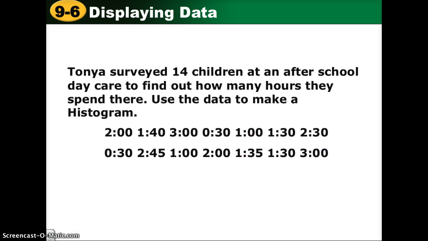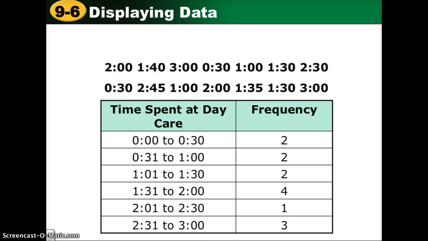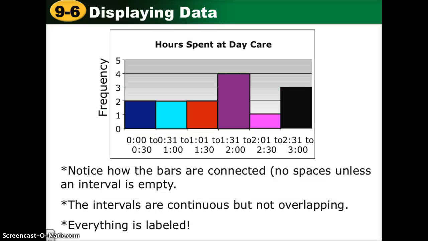Let's look at just one more example of a histogram, just so we have a good picture. Tanya surveyed 14 children at an after-school daycare to find out how many hours they spend there. Use the data to make a histogram. So that's the hours and minutes. We're using 30-minute intervals, so you can again see after 30 minutes it goes to 31. After then a minute it goes to, or an hour, excuse me, an hour and 1 minute. So we always have to increase by 1. There are no spaces. Everything's included. Notice how the bars are connected. The intervals are continuous but not overlapping, and everything is labeled.